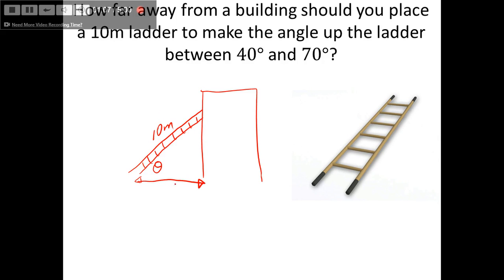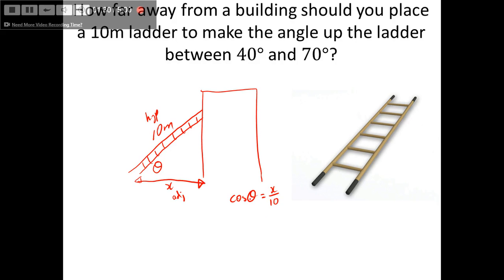Okay, so I'm going to be changing this distance on the base, so I'll give that a variable as well. Okay, so this is adjacent side and hypotenuse. So a relationship I could write would be that cos theta is adjacent on hypotenuse, x on 10.